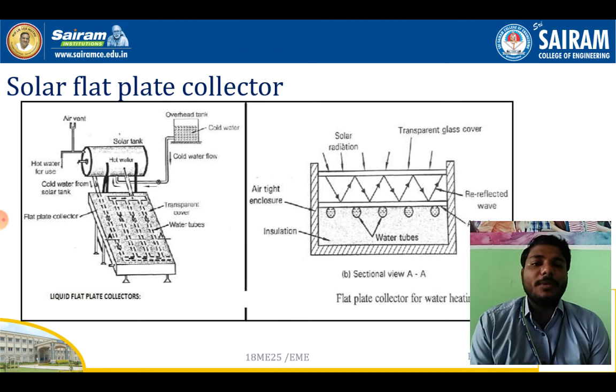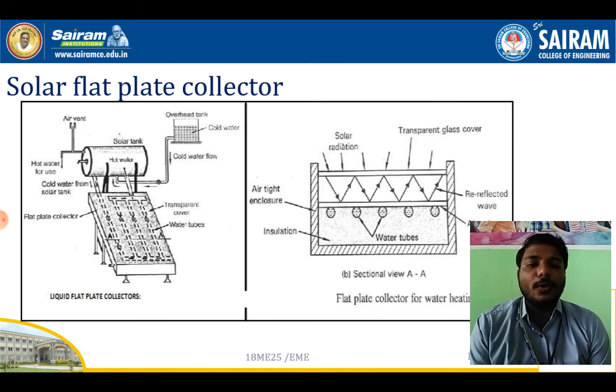Once the water tubes get heated, whenever you pass the water, the water flowing inside the tubes automatically starts getting the heat. In order to keep that heat absorbed, we made an airtight enclosure, so that no air should come in or go out of the solar flat plate collector. For that we have used insulation.